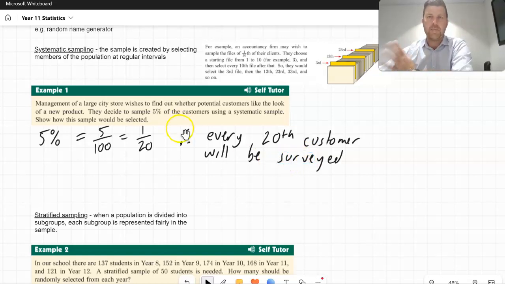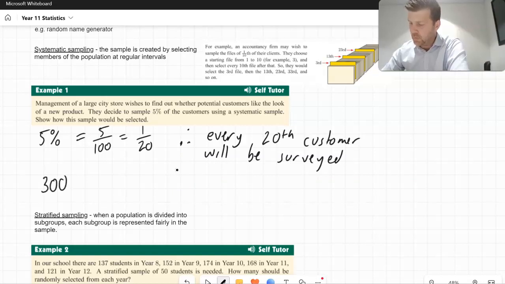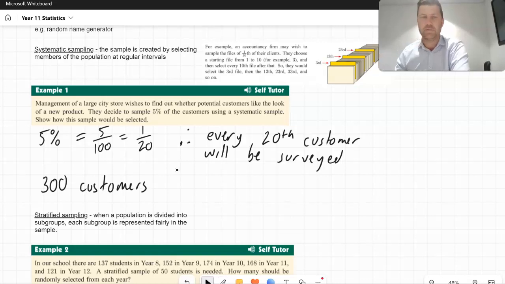Now, this is not part of the question, but let's just say, for example, that day, I don't know, 300 customers walk through the store. Now, how many of those customers would actually be surveyed? We're surveying 5% of them. Hopefully that's pretty easy to work out, but I'm going to show you a process to work out if the number wasn't a nice round number like 300.